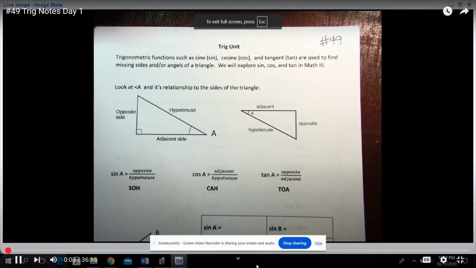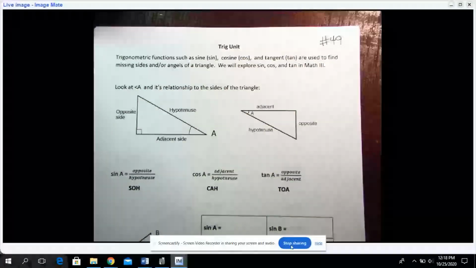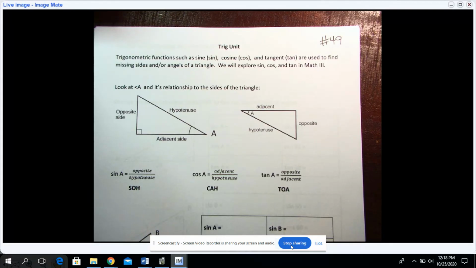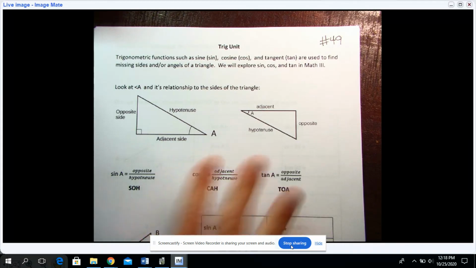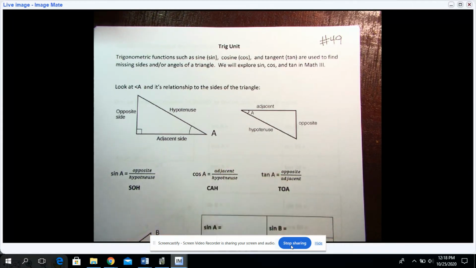Number 49, trig unit notes. This will be day 1. Your notes in class will be a little bit different version. Both this version and the notes we take in class will be on Canvas for you to look at.